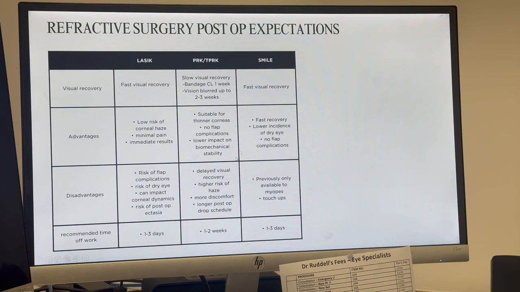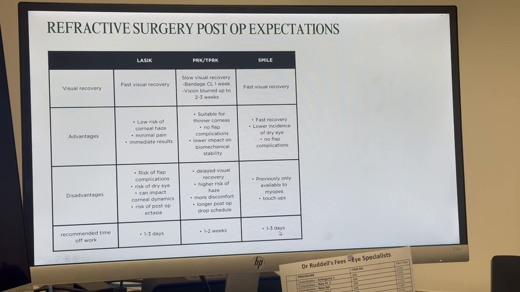And then looking at SMILE, again, it's quite a fast visual recovery. Typically, hyperopes tend to have a little bit of a more difficult time in that very early post-op period, but everything generally tends to settle down in that first week. Advantages, we've got fast recovery, a lower incidence of dry eye, and we don't have to worry about flap complications with SMILE. One big disadvantage of SMILE at this stage is that there's no touch-up procedure for SMILE. So if there is any residual refractive error, they generally tend to move to a PRK just to reduce that residual refractive error.